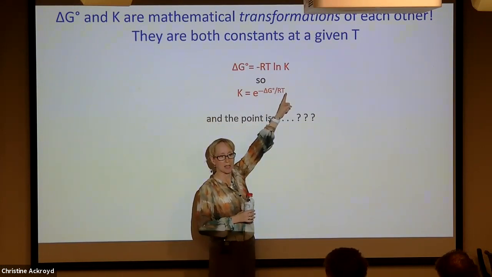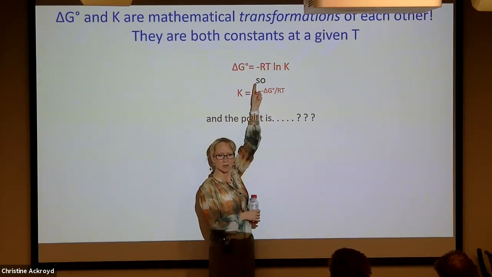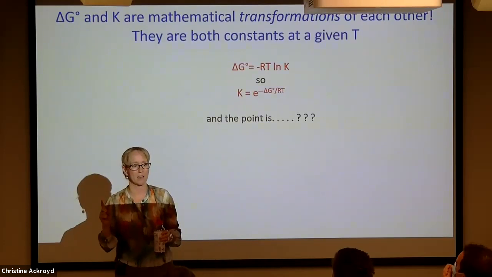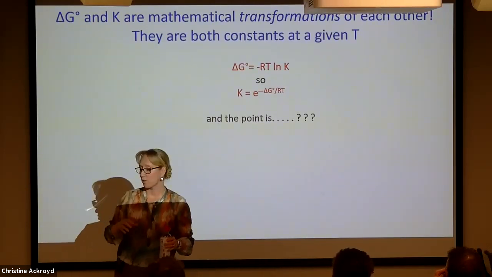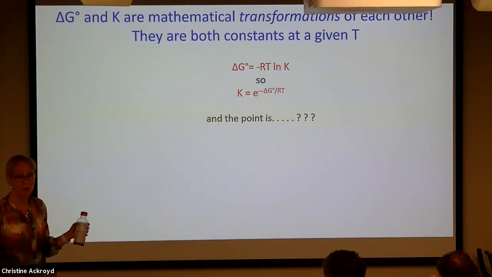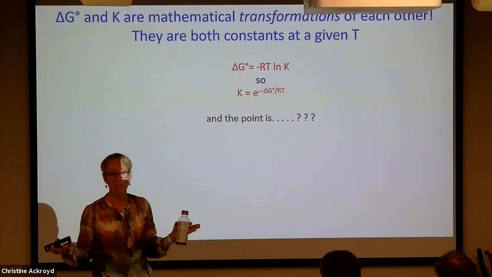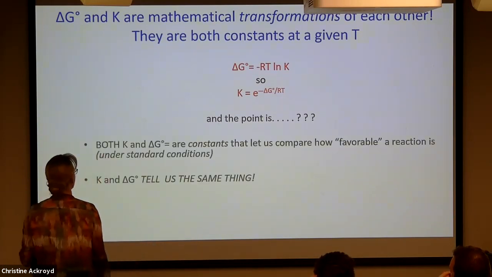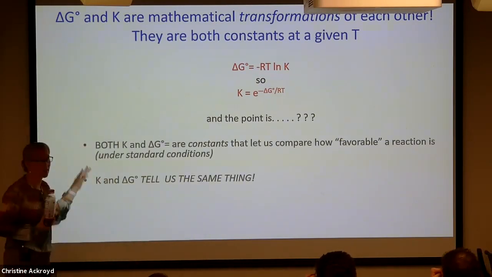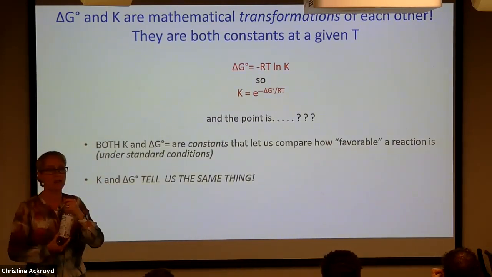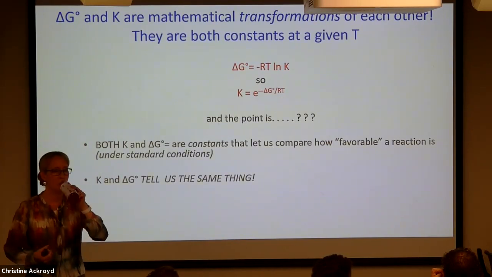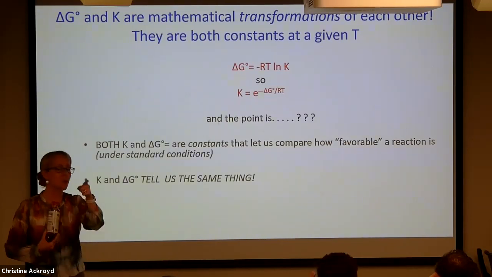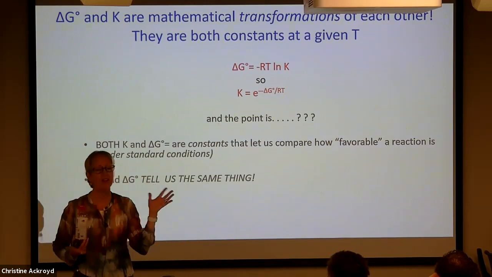Okay, can we read this? If K is 1, what's the value of delta G naught? Take the natural log of 1. What's the natural log of 1? 0. So a delta G naught of 0 means the K is 1. Or if you start under standard conditions where all products and starting materials are 1 molar, you're already at equilibrium. Both delta G naught and K are constants that compare how favorable a reaction is to where the equilibrium lies. With differences in stoichiometry, like let's say A has a coefficient of 2, even if all concentrations were the same, then K wouldn't be 1. That's why we define the standard state as 1, because then coefficients don't matter.